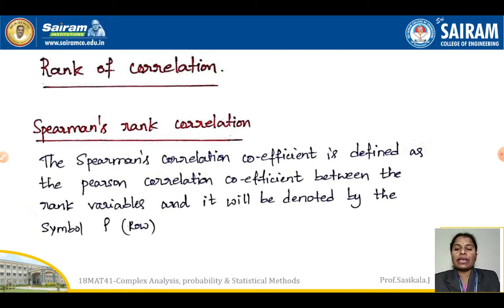One is Spearman rank correlation, and the other one is Karl Pearson's coefficient of correlation. In the last videos, we solved a problem based on Karl Pearson's coefficient of correlation. Now we are going to learn the Spearman rank correlation method. The Spearman correlation coefficient is defined as the Pearson correlation coefficient between the rank variables, and it is denoted by the symbol rho.